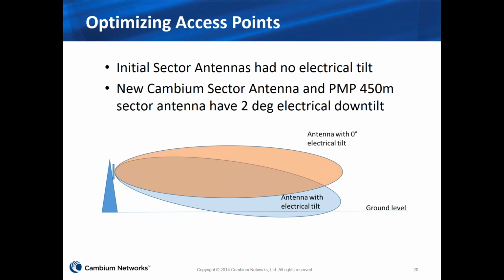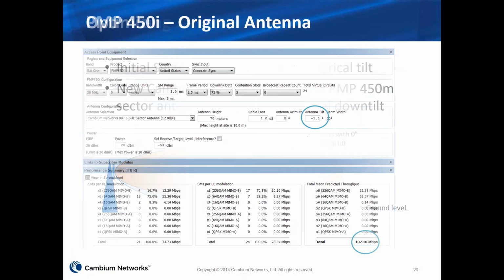This image is a rather exaggerated one that shows a lot more than 2-degree down tilt. But it does mean that when we're planning with these antennas, we need to take a lot more care about the tilt angle that is used. So we'll now look at an example.